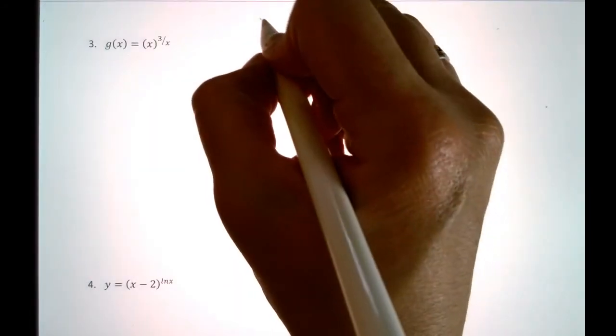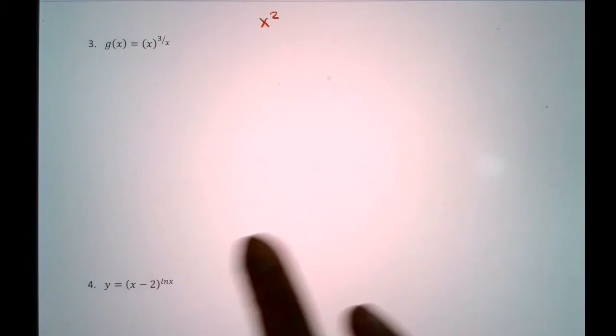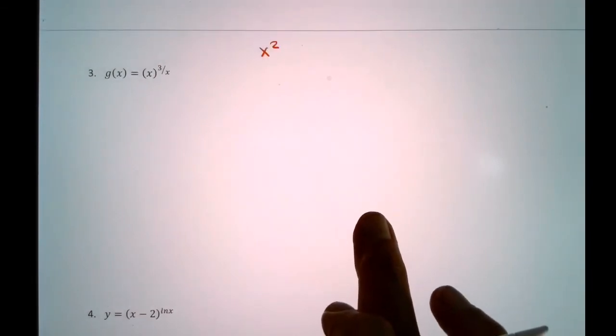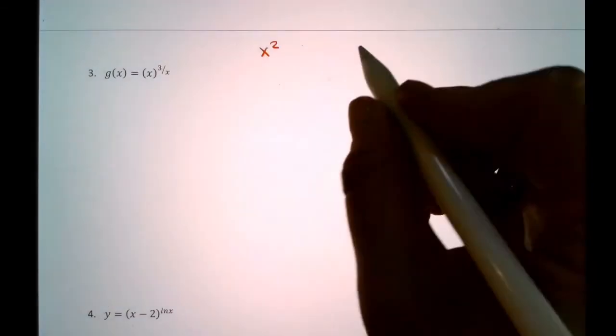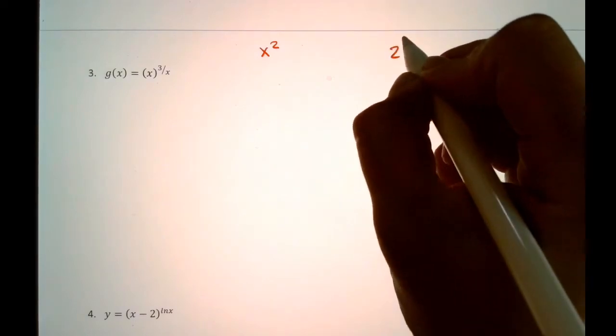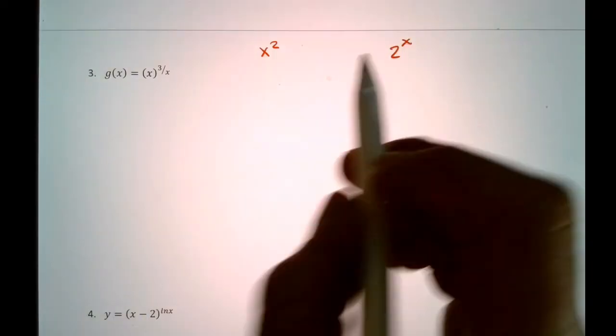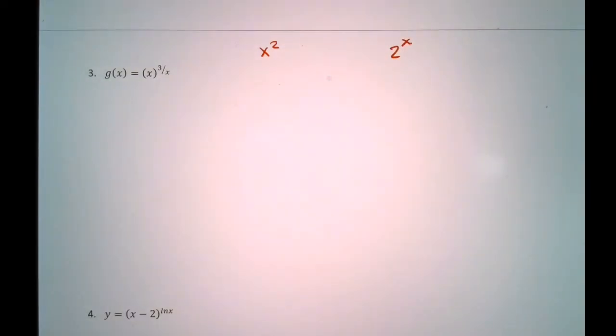This is not a polynomial. This is not something the power rule could work on, like x squared, right? Where I have a variable base and a number exponent. It's not something that we just talked about, like 2 to the x. It's not a number base and a variable exponent. This is both. This is a variable base and a variable exponent.